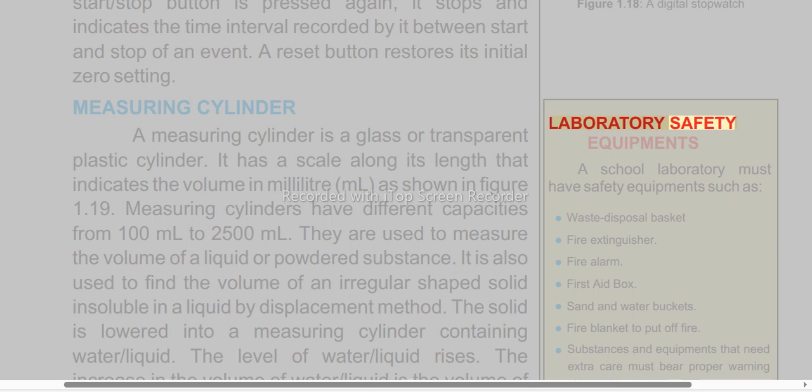Laboratory safety. Equipments. A school laboratory must have safety equipment such as waste disposal basket, fire extinguisher, fire alarm, first aid box, sand and water buckets, fire blanket to put off fire. Substances and equipment that need extra care must bear proper warning signs such as given below.